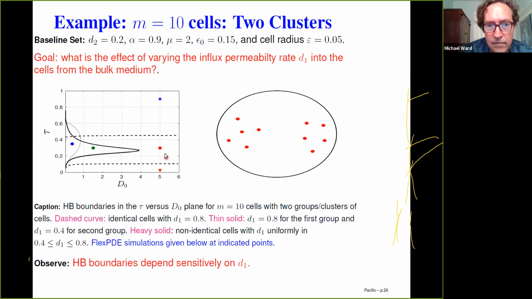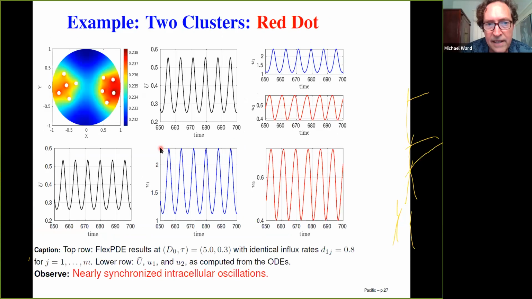So at the red dot, with identical cells, we should see intracellular oscillations that are synchronized. Here's the plot of the full PDE solution at time t equals 400. Here's the average bulk, there's the bulk concentration at, I think it's this point up here, versus time. This comes from the full FlexPDE simulations. This is from the ODE system that I've written down on the other slide. Notice the black curves: the ODE system agrees very well in terms of amplitude and period. The blue curves agree very well in terms of amplitude and period. So the ODEs here work very well, and you get nearly synchronized intracellular oscillations. I only showed you the chemical concentration in one cell.